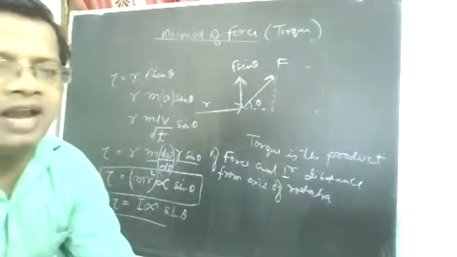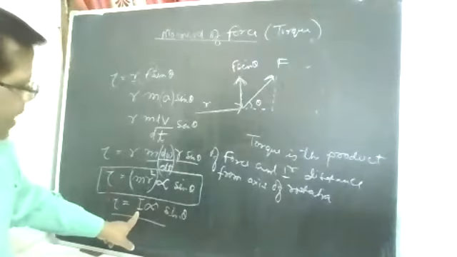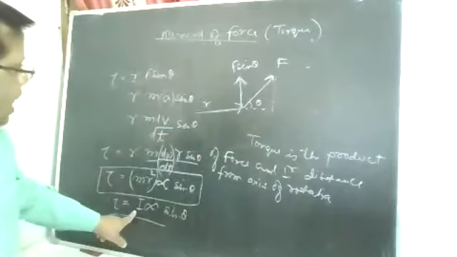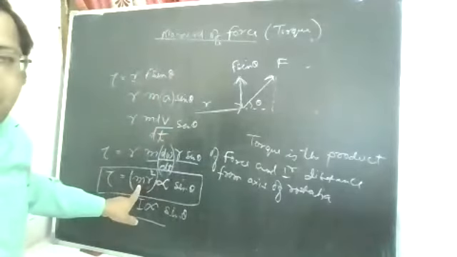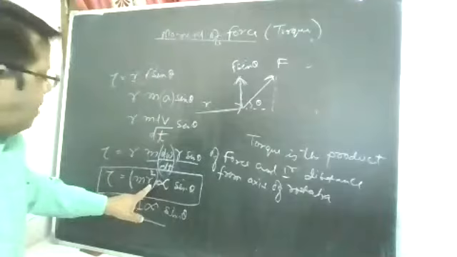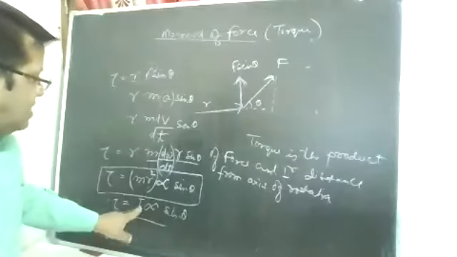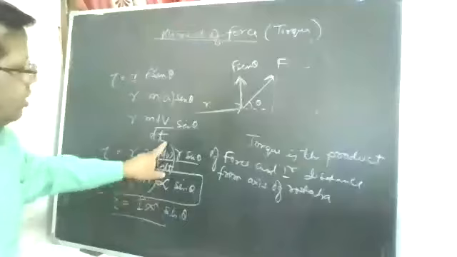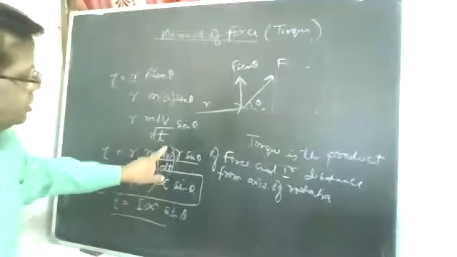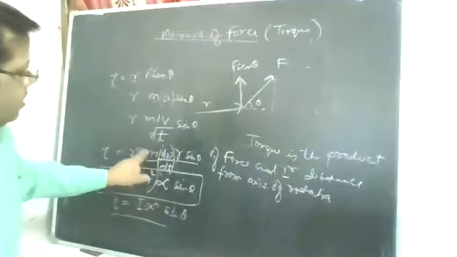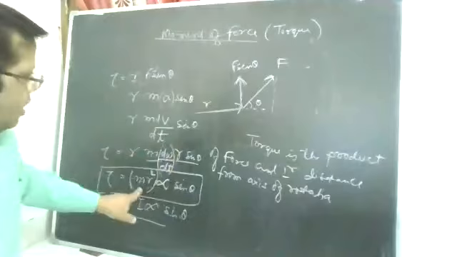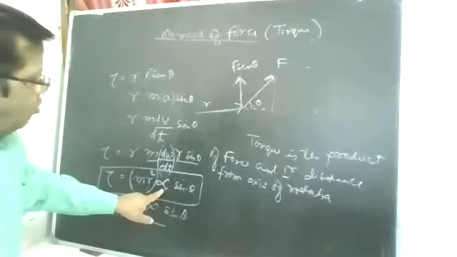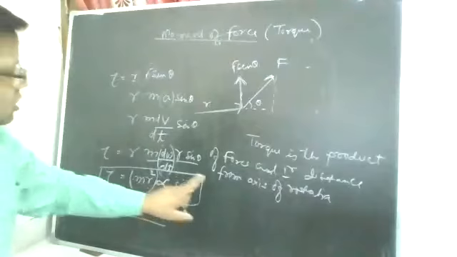Torque is equal to I alpha. And what is I? Moment of inertia. I is known as moment of inertia, and this is the product of mass of the body and square of the perpendicular distance. I is m r square. Alpha is angular acceleration, the rate of change of angular velocity with respect to time. m r into r square. m r square is the moment of inertia. Alpha is angular acceleration.